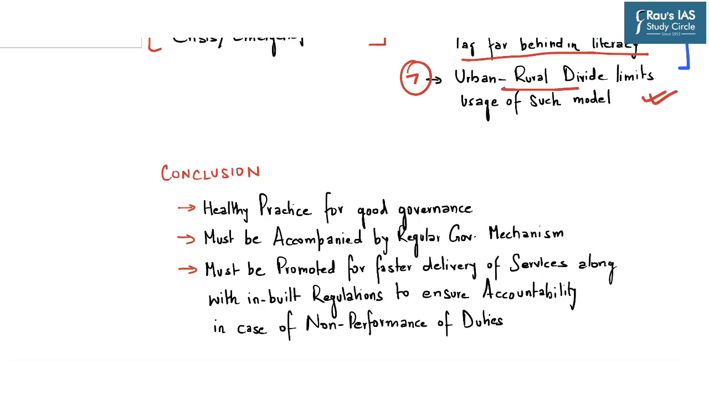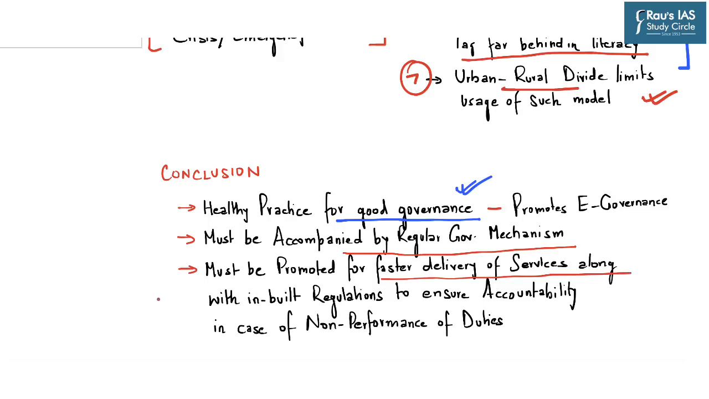So as a conclusion, you can end your answer by saying that yes, definitely the use of Twitter model of governance is a healthy practice for good governance and it also promotes e-governance. But such model of governance must be accompanied by regular governance mechanism by the administration. Further, Twitter governance must be promoted for faster delivery of services along with inbuilt regulation or inbuilt mechanism to ensure accountability in case of non-performance of duties by officers or any minister.